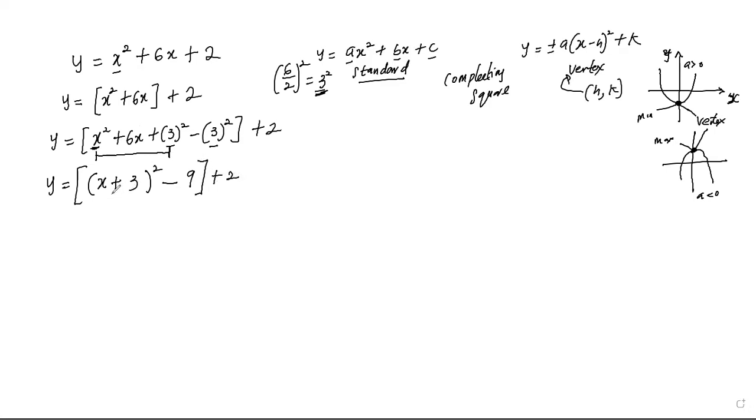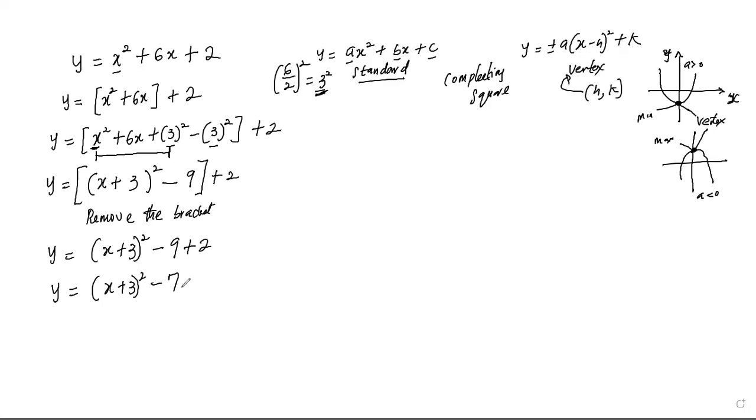So the next thing we want to do now, because there's no coefficient, we didn't factor out any number, so we can remove the bracket. So when you remove the bracket, you have y is equal to (x plus 3) all squared minus 9 plus 2. And of course, you all know that minus 9 plus 2 is no other person but minus 7, right?